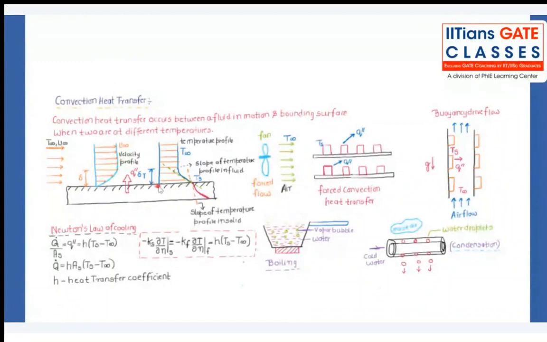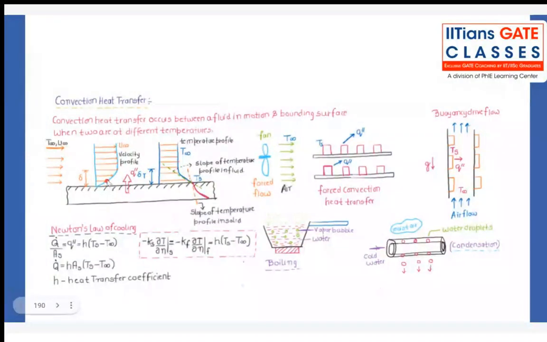Now this distance normal to the plate, from where the fluid temperature varies from the plate surface temperature to the free stream temperature, is basically called the thickness of the thermal boundary layer.